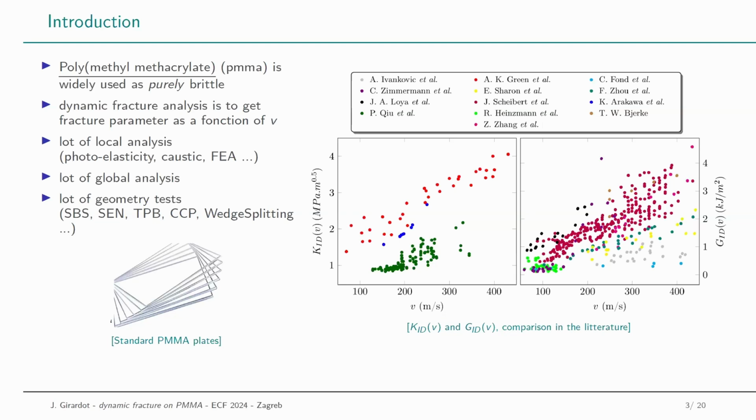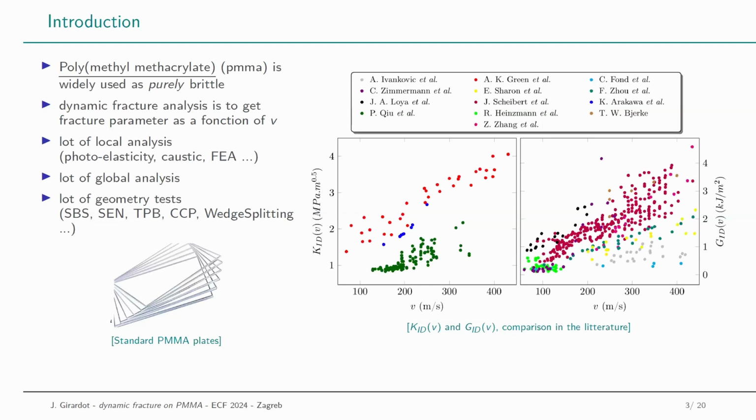And when I say dynamic fracture, I say that we want to plot fracture properties like the fracture toughness or the fracture energy in dynamic, meaning that we want to plot this regarding the crack velocity. And we already know that these two material fracture properties are evolving regarding the crack velocity.